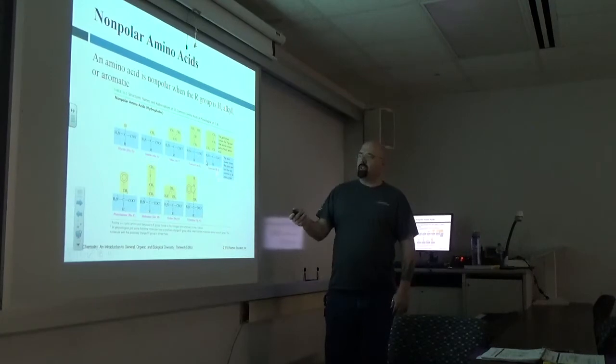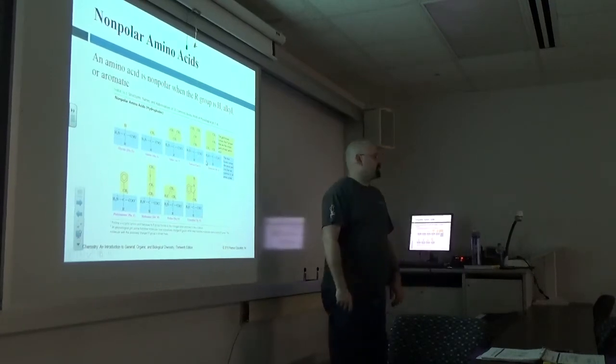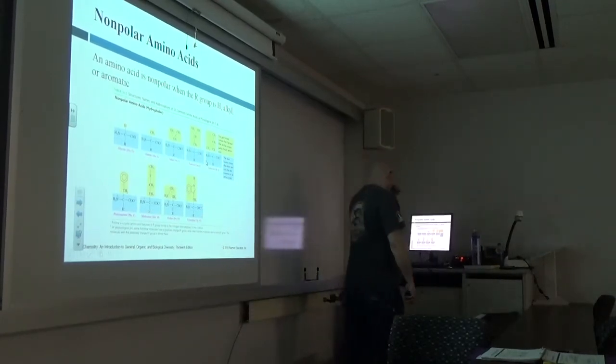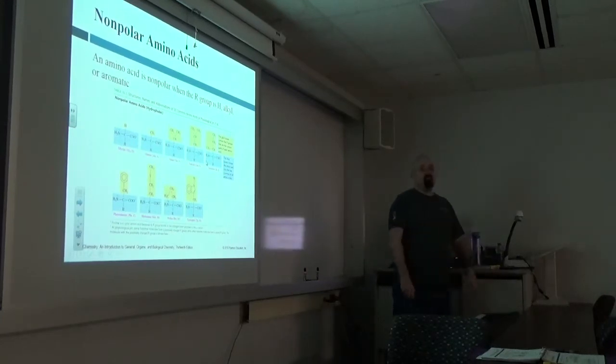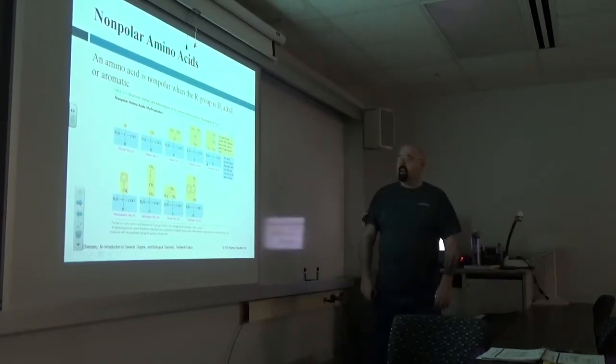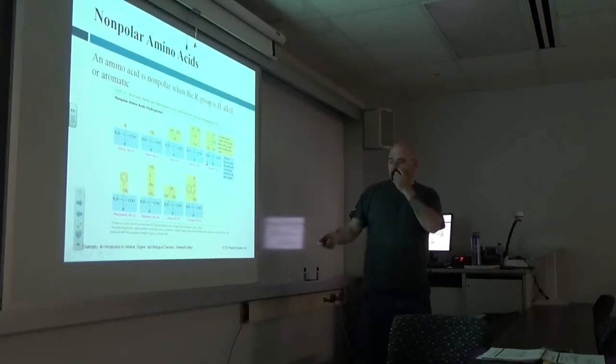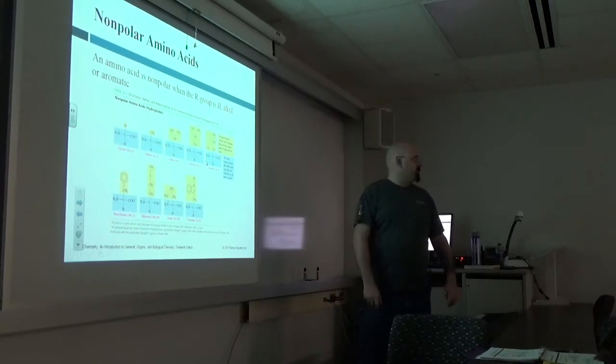Not all of the first letter abbreviations for these amino acids make sense because we have 20 of them, and some of them start with the same first letter, so we can't just use the first letter as the abbreviation for all of them. For example, down here, tryptophan is this weird aromatic group, but the one-letter abbreviation for tryptophan is W.